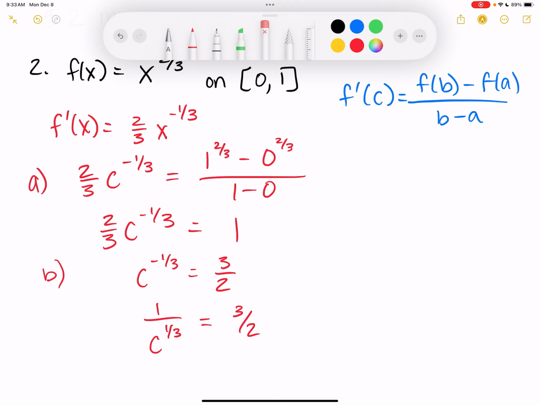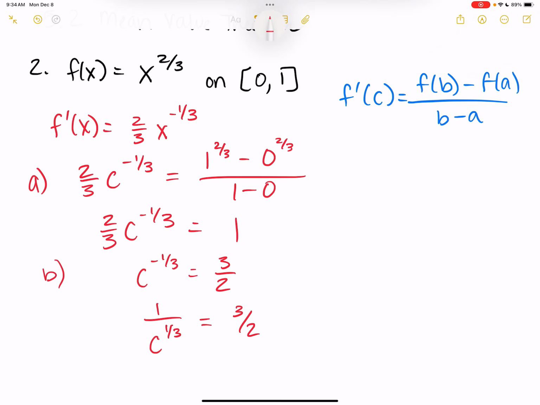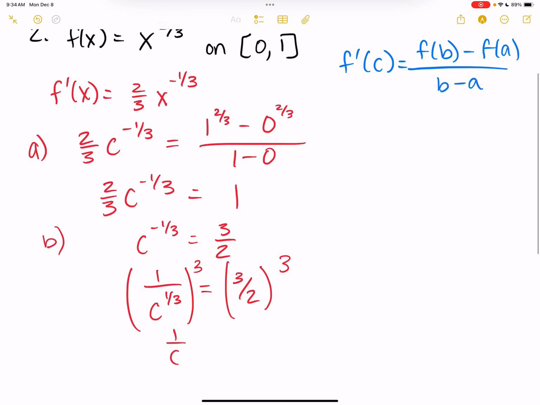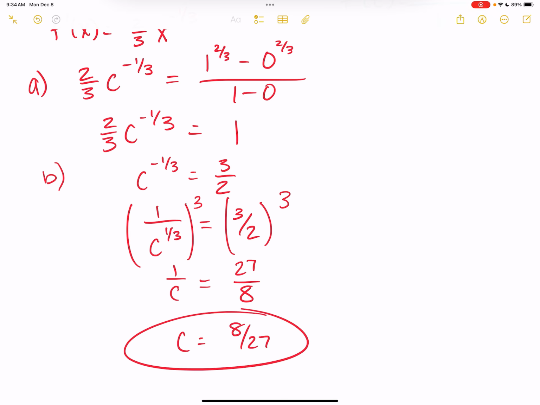So cube it. Then that just gives me 1 over c is equal to 27 over 8. And then if I'm solving for c, I just need to flip both fractions over. So c equals 8 over 27. So that's the value for part B.